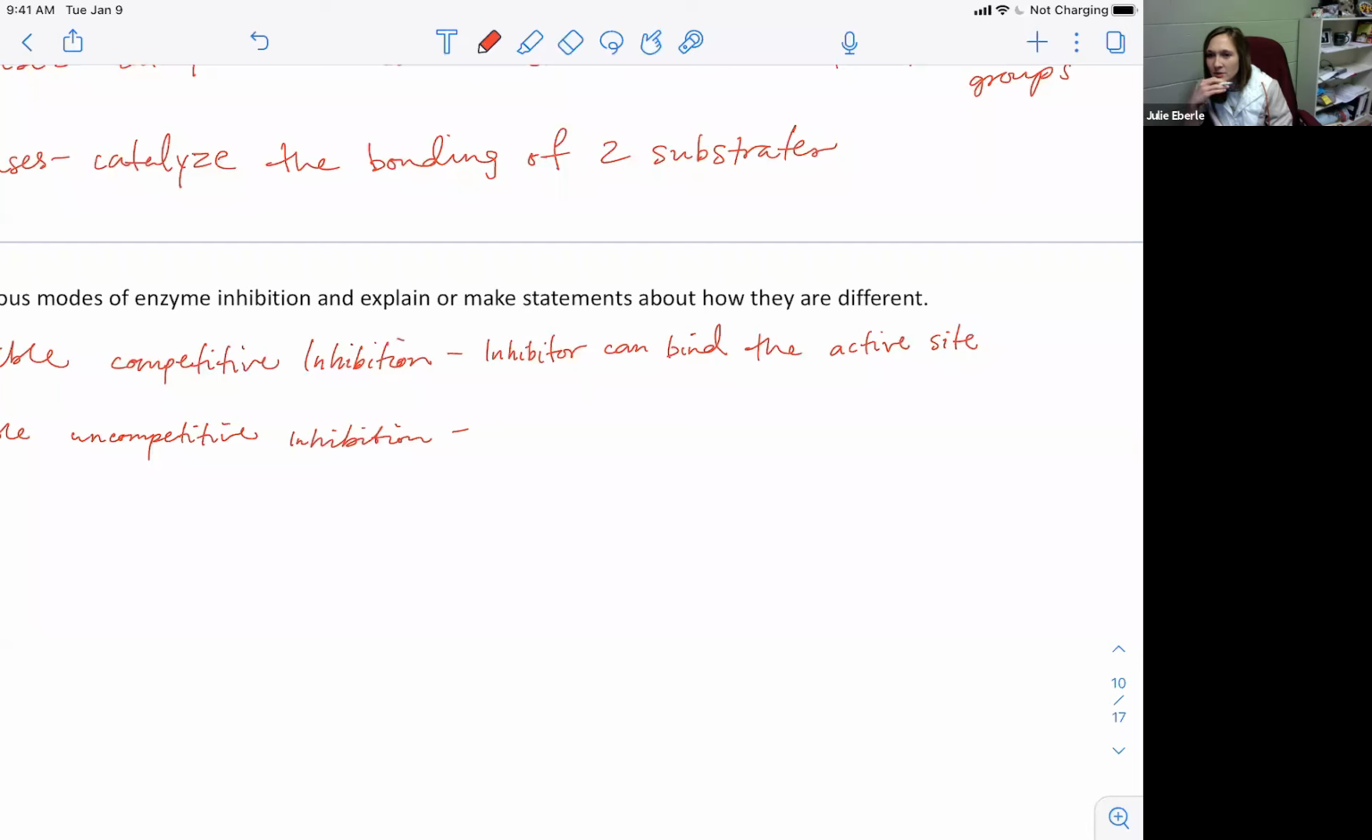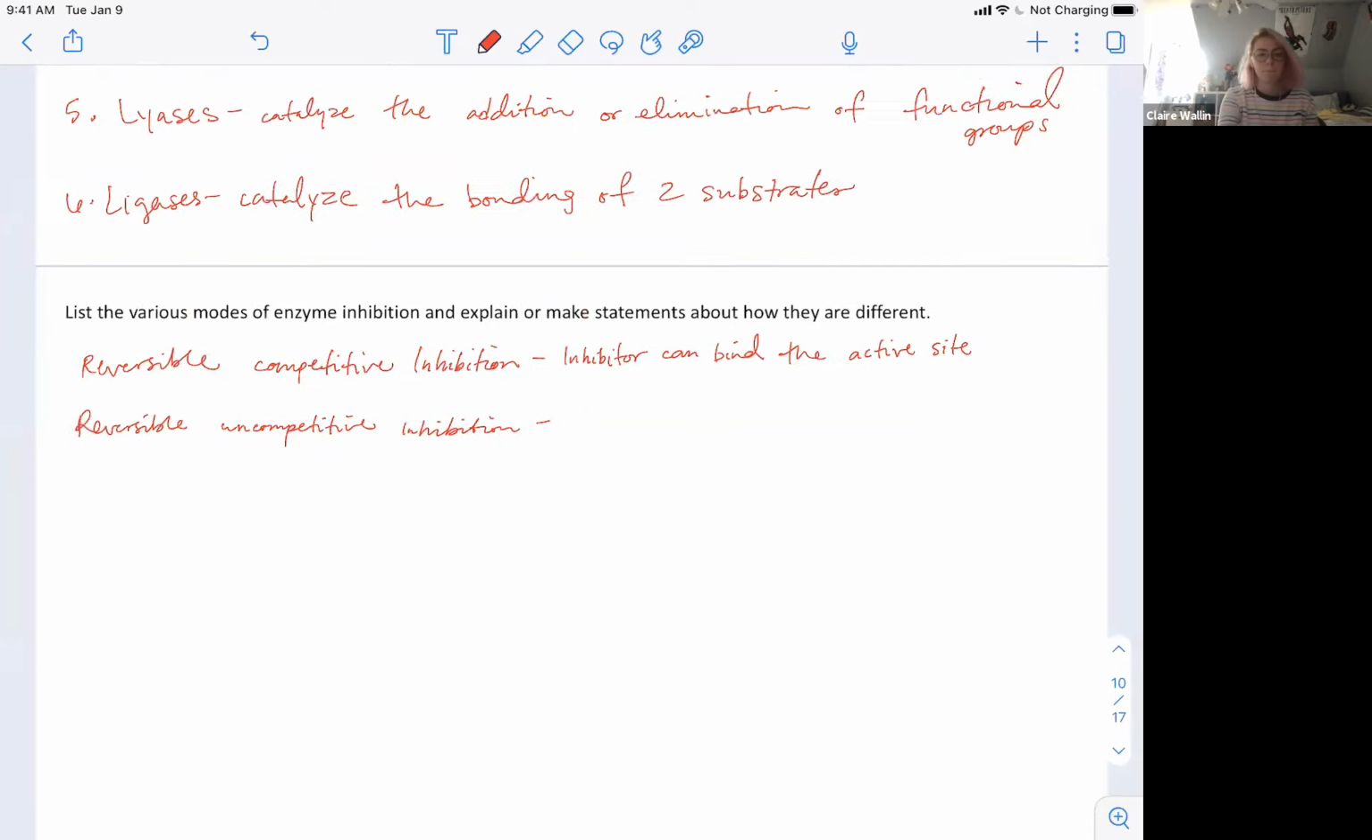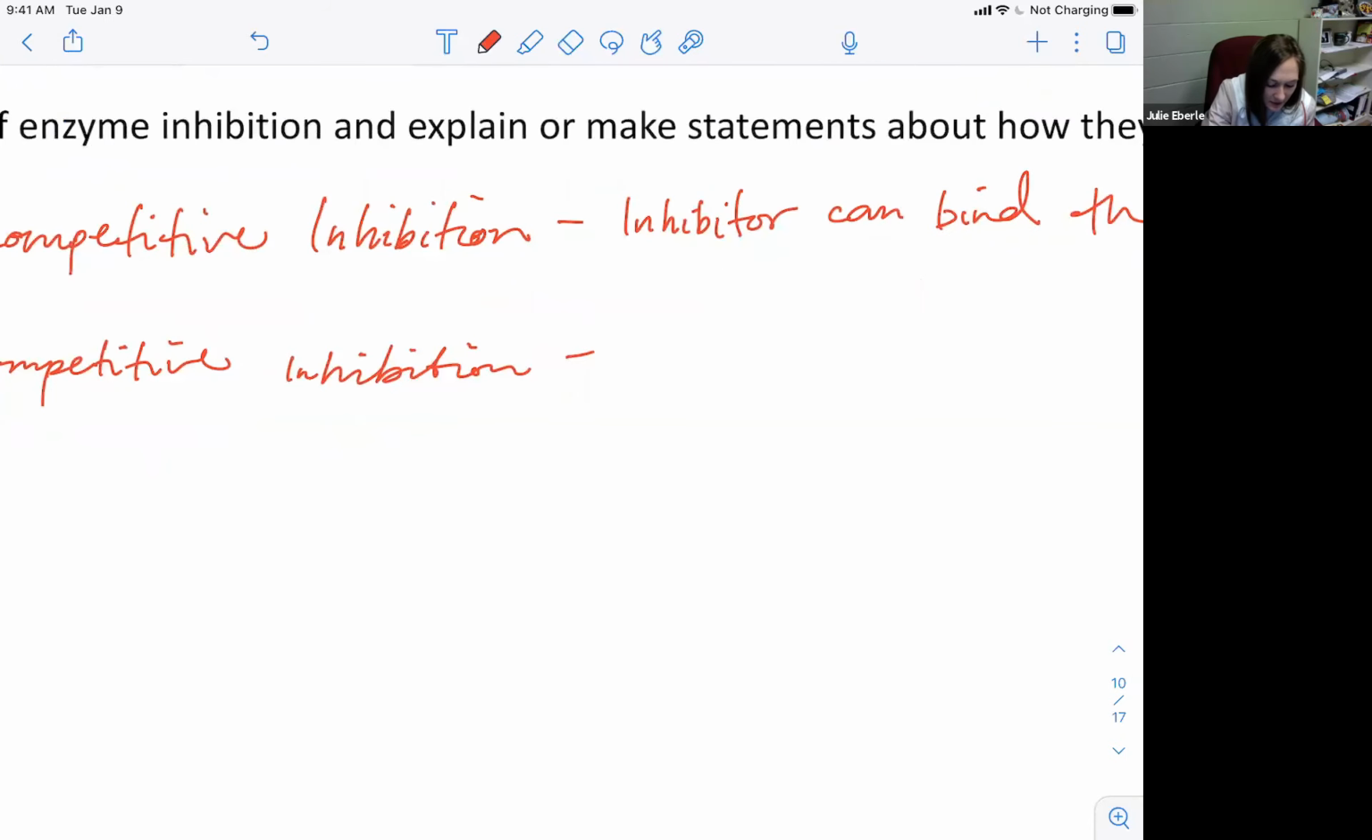What about uncompetitive inhibition? How is it different? Doesn't the inhibitor, like, it doesn't necessarily fit the active site, but it can prevent the other substrate trying to get into the active site, right? Yeah, very close, Claire. The inhibitor doesn't bind to the active site, but it can bind to the enzyme substrate complex.